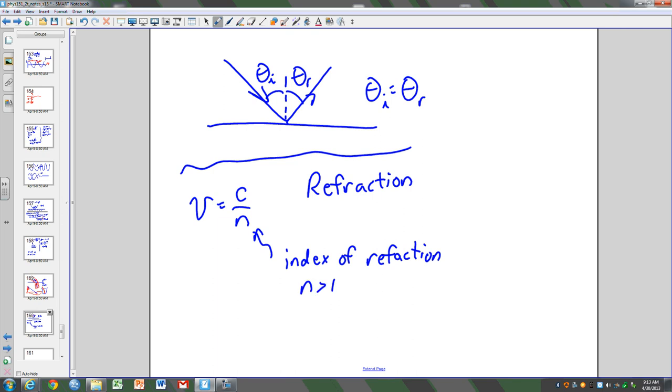So if you're in a vacuum, where light travels at the speed of light, which is 3 times 10 to the 8 meters per second, a number I gave you but you don't need to memorize, it'll be on your equation sheet. When it enters a medium, it slows down. If it's traveling in a vacuum, then it travels at c divided by 1. The index of refraction for a vacuum is 1. So when light enters a medium, it slows down.